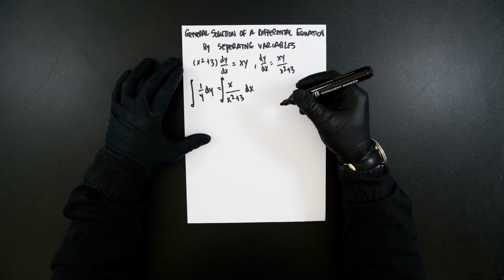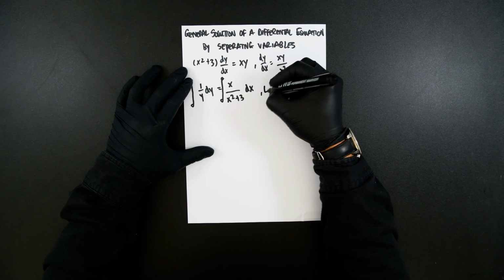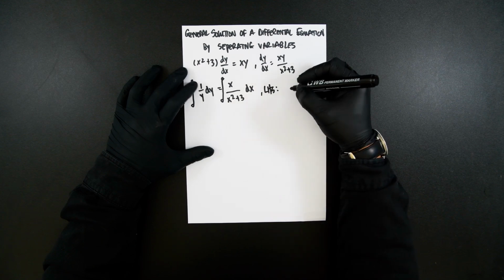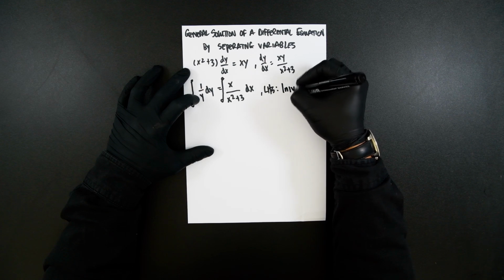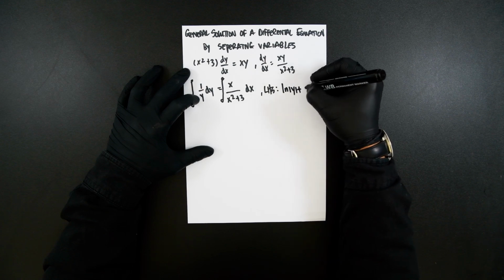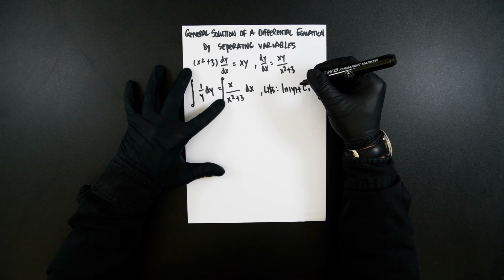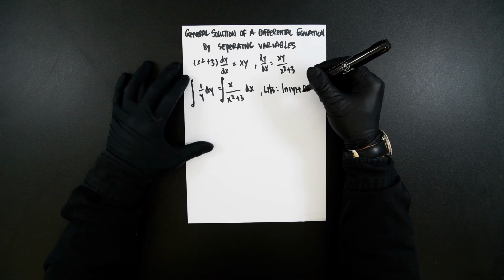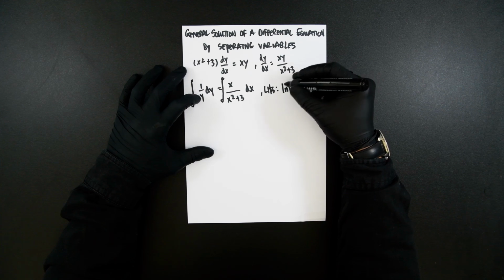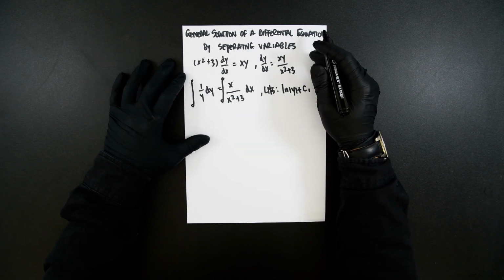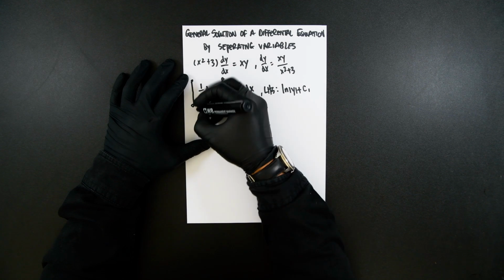That's a terrible integral sign. So let's do the left-hand side first. Pretty simple. 1 over y integrated is going to be ln y plus, I'm going to call this constant c1 because we're going to have a different constant here. If you want a full video on why 1 over y integrated becomes this, I have a whole video on that. For the right-hand side, it's a little bit more tricky.